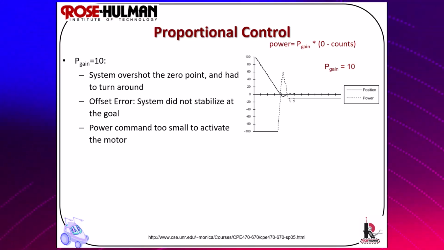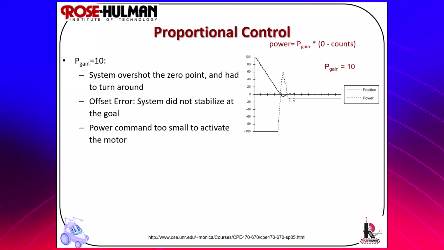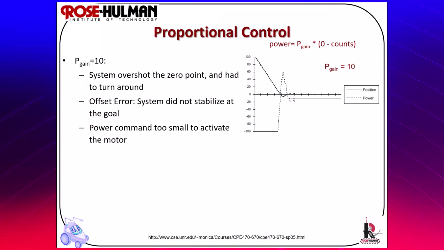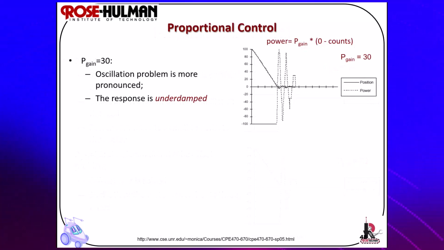If our proportional gain was a 10, what you will see is that as the encoder counts get closer to 0, there will be a slight amount of overshoot here, where the offset error may not reach the final value because there may not be enough of a gain in order to get rid of that error, but there will be some overshoot, and the system never does stabilize completely at the goal, and the power command is too small to activate it. So you then turn up the gain, and now you're going to get more overshoot, but the offset error has been solved, but there now is going to be some oscillation because the system now overshoots 3 times before it reaches that final value.